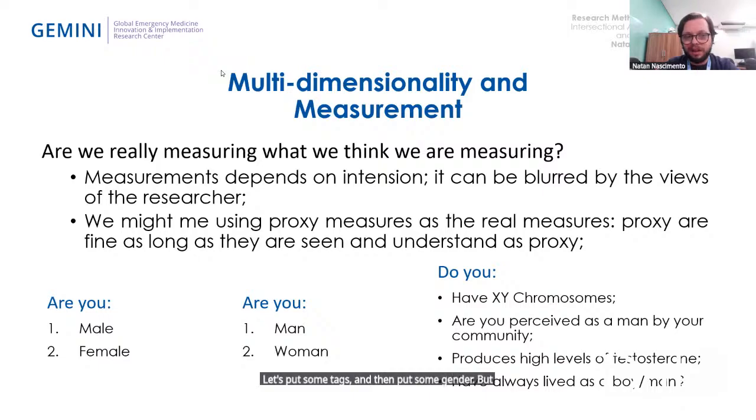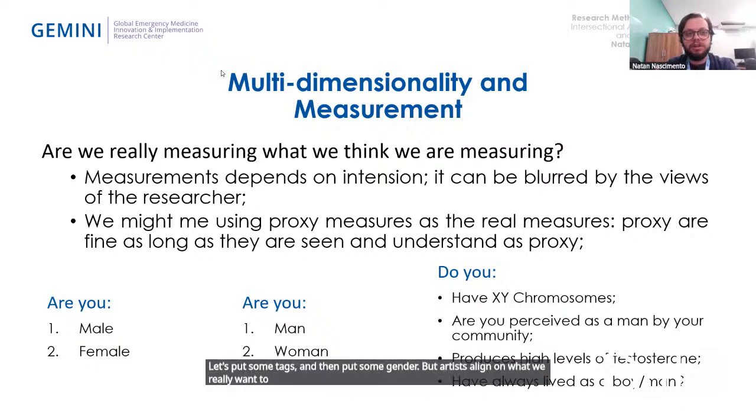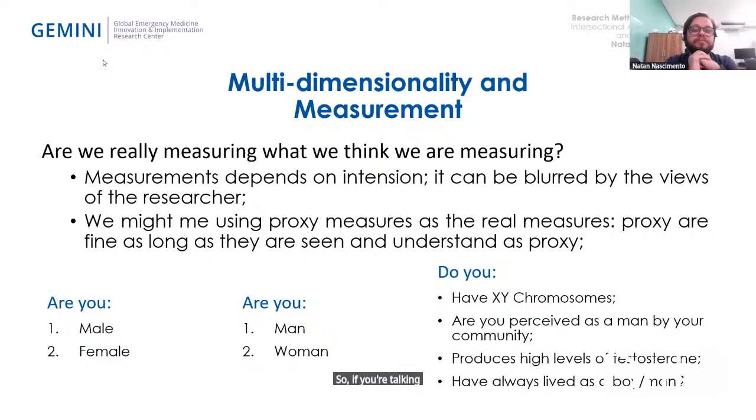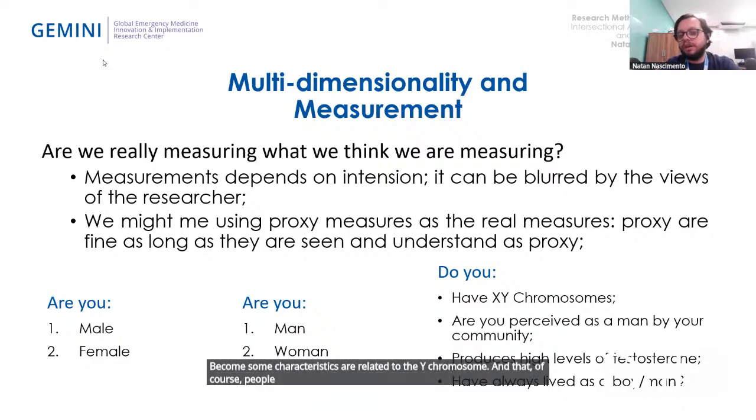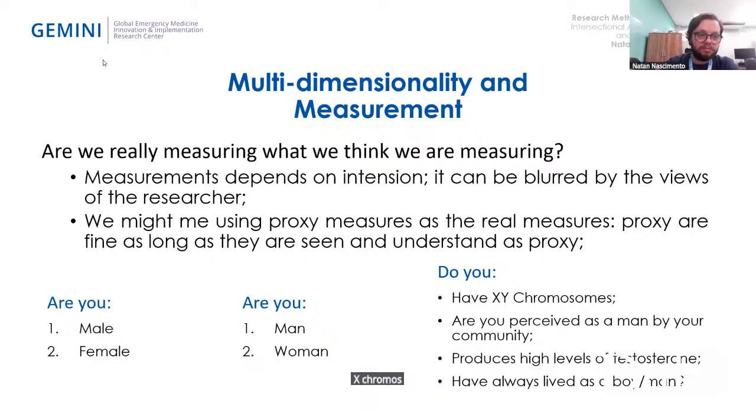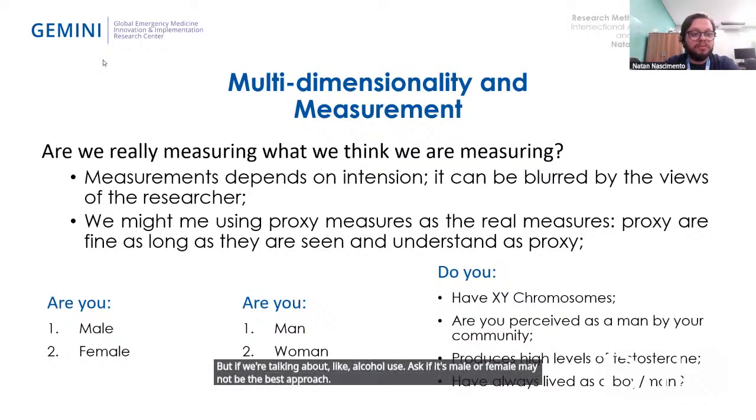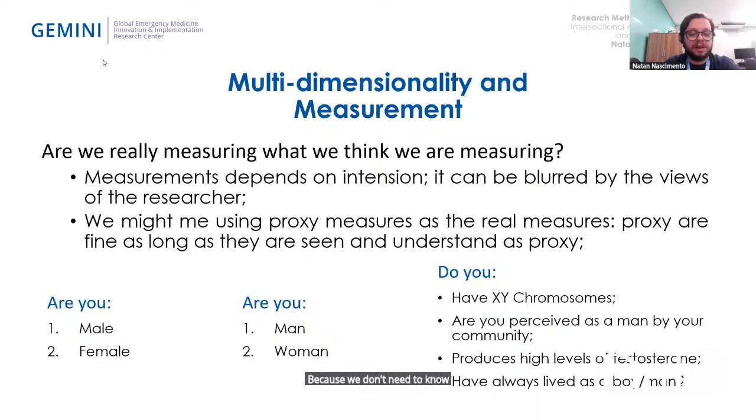But are these aligned on what we really want to measure? So if you're talking about biological factors, sometimes we need to know if the person has XY chromosomes, because some characteristics are related to the Y chromosome, and of course, people who have X chromosomes won't have it, won't inherit it. But if we're talking about alcohol use, asking if it's male or female may not be the best approach, because we don't need to know if the person has X, Y chromosomes.